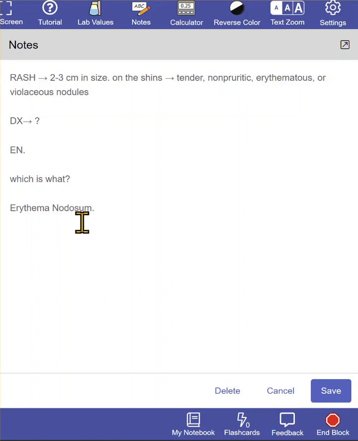It's a delayed type hypersensitivity reaction. So the nodules would reveal like a septal panniculitis without vasculitis.